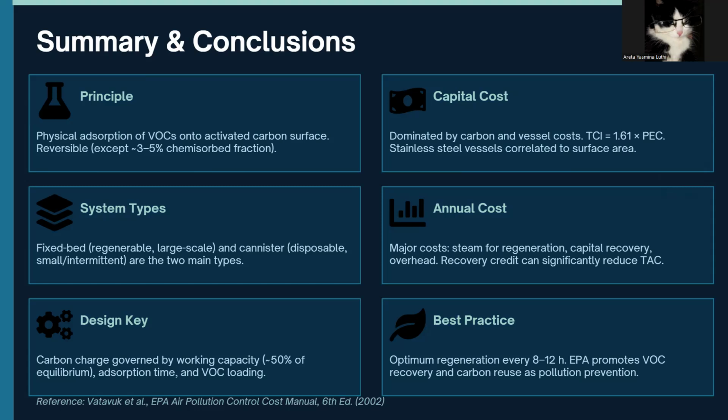And the design itself: the carbon charge is governed by working capacity, VOC loading, and also adsorption time, and the capital cost is dominated by carbon and vessel cost. And the annual cost: the major items are steam, capital recovery, and overhead, which are significantly offset by recovery credits. And the best practice is to do the regeneration every 8 to 12 hours to support both cost efficiency and also pollution prevention.